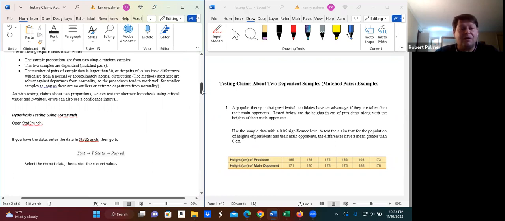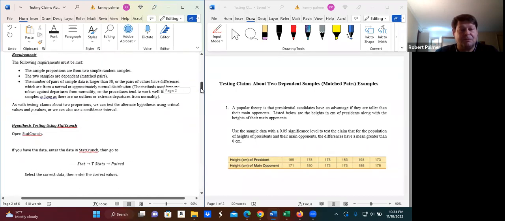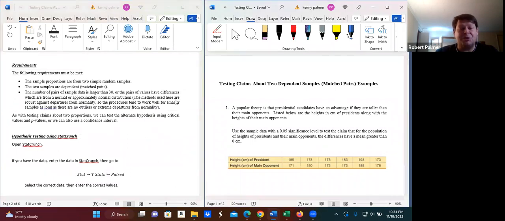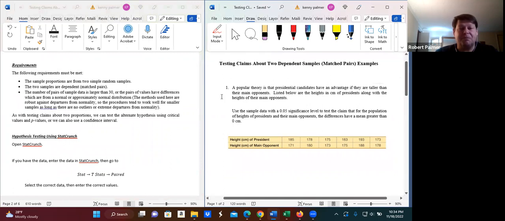So let's take a look at a couple of examples. Once again, I didn't show you the t-statistics. These can be kind of complicated, potentially. So let's take a look over here on the right. It says, a popular theory is that presidential candidates have an advantage if they're taller than their main opponents. Listed below are the heights in centimeters of presidents along with the heights of their main opponents. This table I've taken from a textbook.